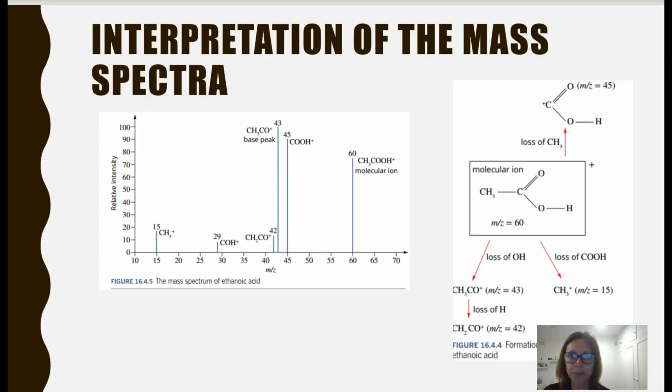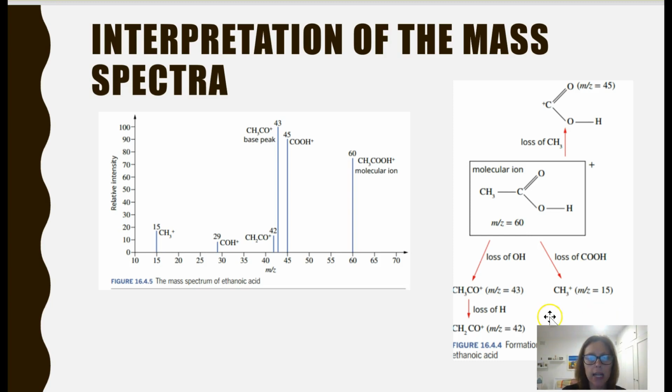So let's have a look. So here we have got the mass spectrum of ethanoic acid. So we're all familiar with ethanoic acid. And we can see over here we have got CH3COOH plus. So that's that one electron that has been lost there. So that is our molecular ion. That also gives us our mass. So the mass of ethanoic acid is 60.